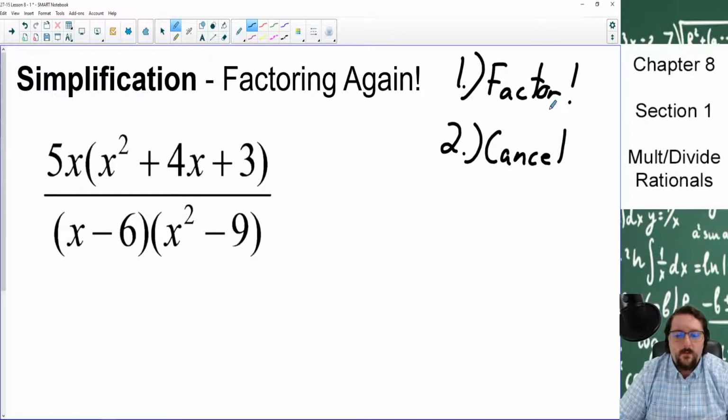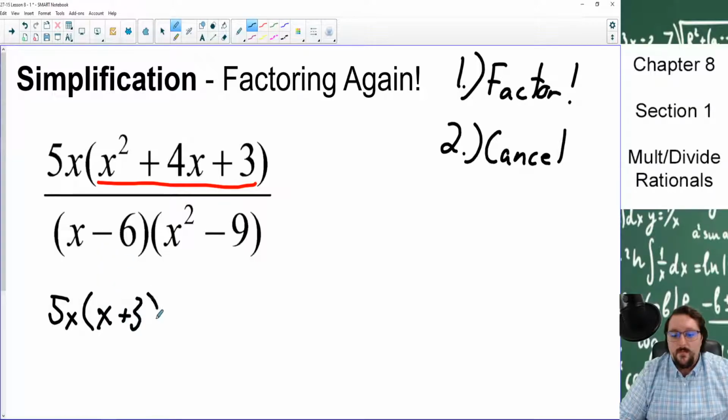Well, what does that look like? Well, if I look here, I remember that I have a quadratic right there. This one's nice. I can look for something that multiplies to C and adds to B, our old factoring theorem. So if I think of numbers that can multiply to 3 and add to 4, what comes to my mind is the numbers 3 and 1. So I'll go ahead and rewrite that top with this piece factored into x plus 3 and x plus 1.